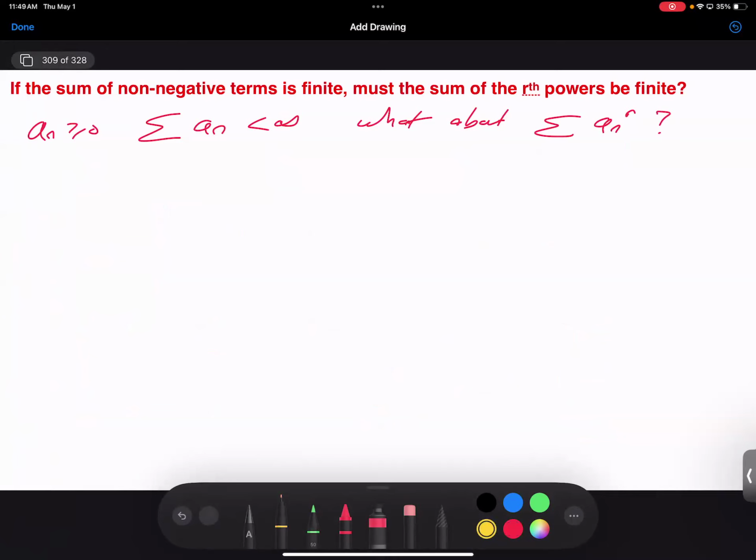Okay, so it's true if r is greater than or equal to 1. As in that case, 0 is less than or equal to a_n to the r, which is less than or equal to a_n, and it's the comparison test.